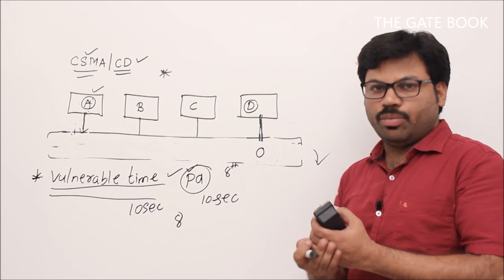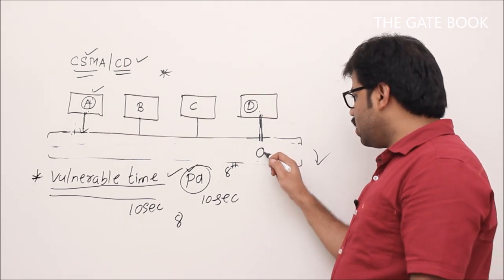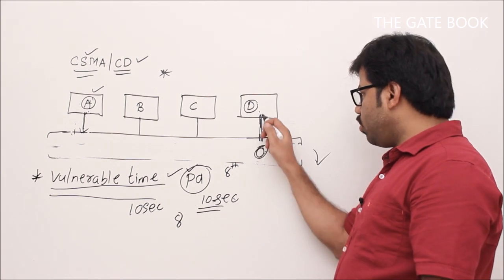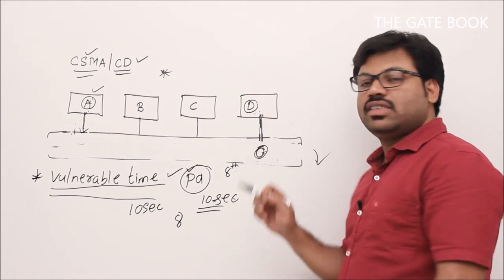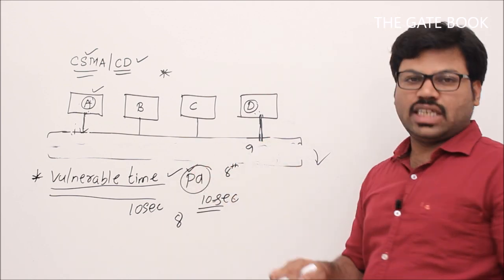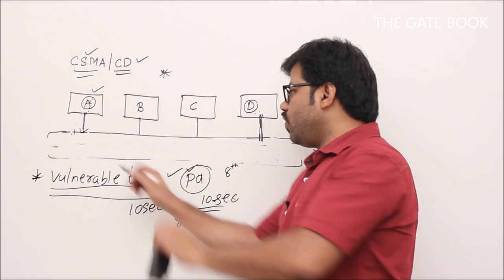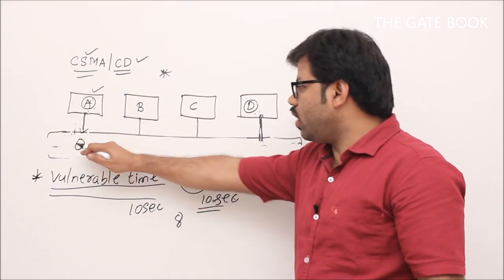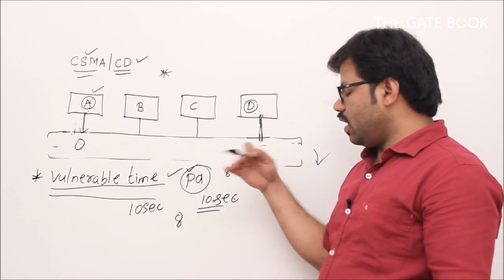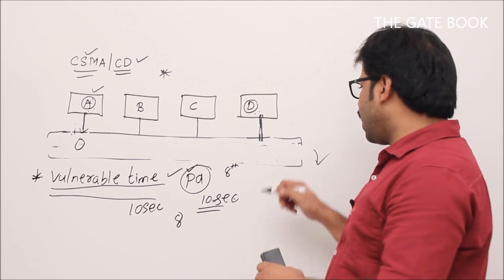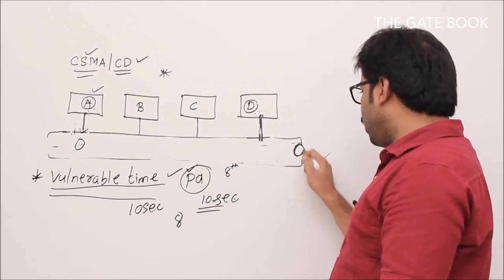Just for good imagination, after 10 seconds the 0 will come to this point, and now D can sense the channel busy. But at the 9th second D cannot sense it. That means the bit sent by system A can be sensed only after 10 seconds, not before. After 10 seconds, the 0 will be coming to this end.